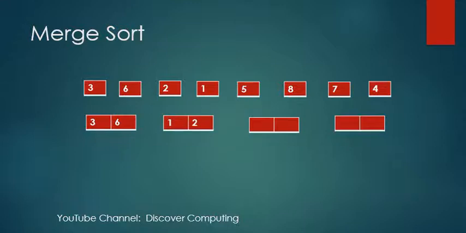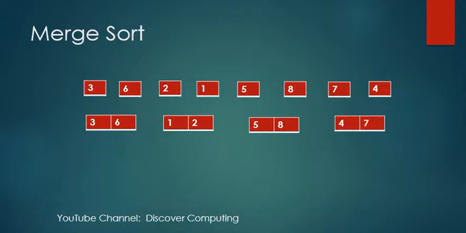The algorithm will do exactly the same thing by comparing the value 5 and 8, and since 5 is less than 8, that would go first. Then finally 7 and 4 are compared, and because 4 is smaller than 7, that goes into the 2 element array first.